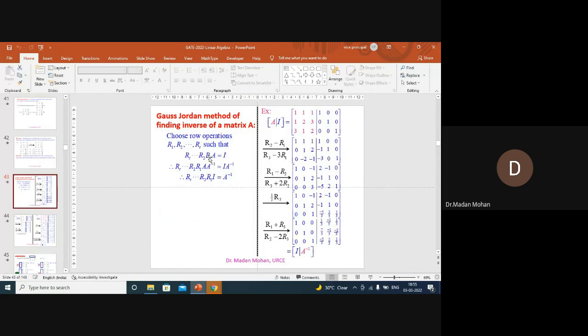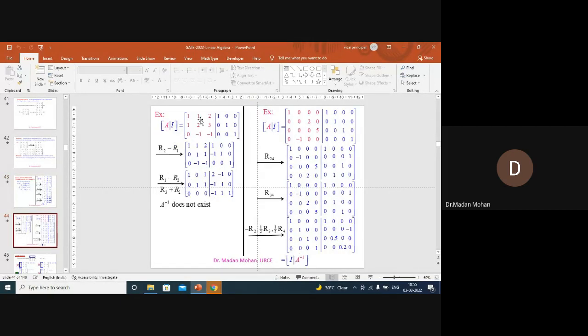Select the row operations on A successively to get I. This A becomes I. The same row operations applied on I, the result yields A inverse. This I explained through the problems. Sometimes it is impossible to convert this to I, which means the inverse does not exist. Definitely you will get a zero row or zero column.